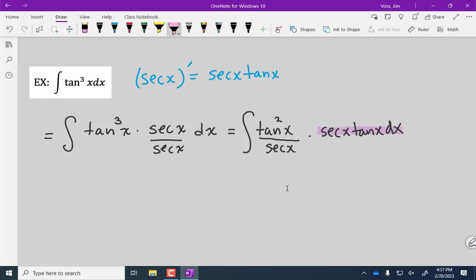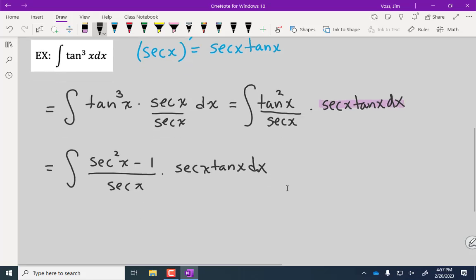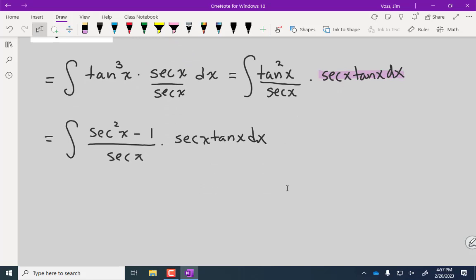That's left over. The focus here is that we know we're going to let u be secant because the derivative of secant is right there in the pink. So we have to convert those tangents. We need to make those secants also. Tangent squared is secant squared minus 1. And now it's set up perfectly for u-substitution. We let u be secant, du is sec tan, and we are golden.